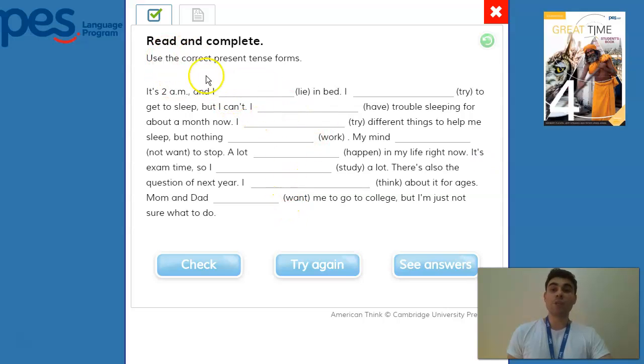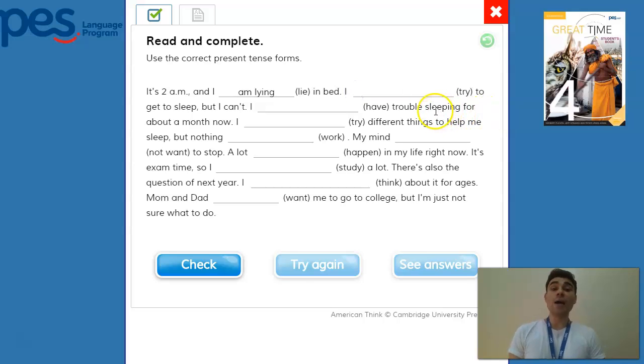So we have here, use the correct present tense forms. So it's 2 a.m. and I lie in bed. So is she describing a situation that is a fact, something that started in the past and is still happening, or something that is happening around the time she is writing the text? I think the last option. So we need to complete with the present continuous. I am lying in bed.